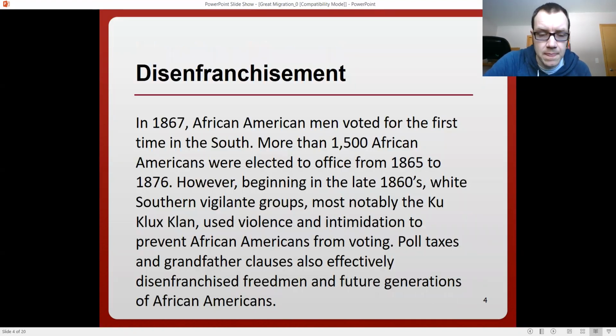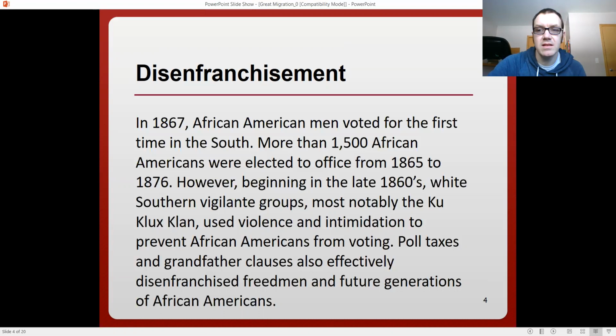So here's what we have. In 1867, African American men voted for the first time in the South. More than 1,500 African Americans were elected to office from 1865 to 1876. However, beginning in the late 1860s, white Southern vigilante groups, most notably the Ku Klux Klan, used violence and intimidation to prevent African Americans from voting. Poll taxes and grandfather clauses were also effectively disenfranchising freedmen and future generations of African Americans.